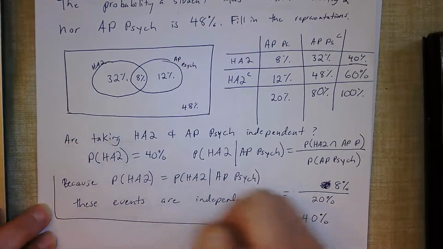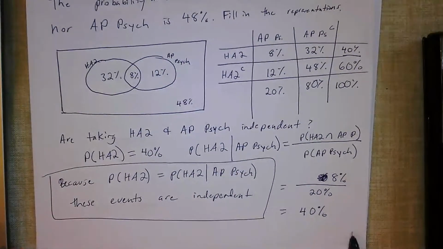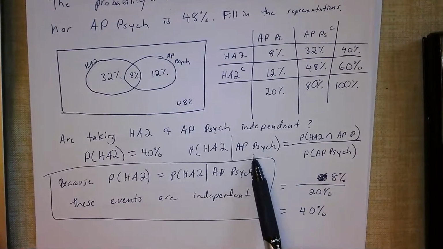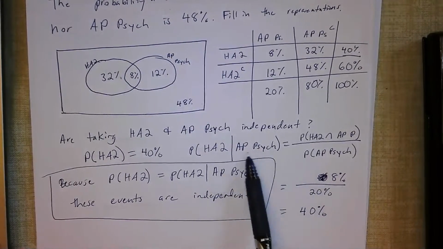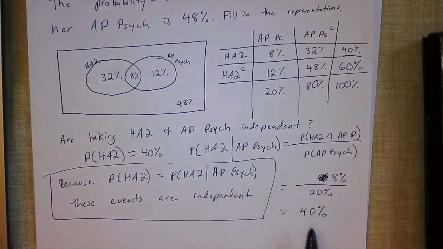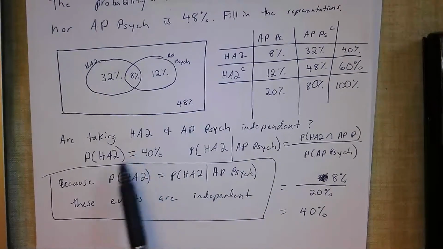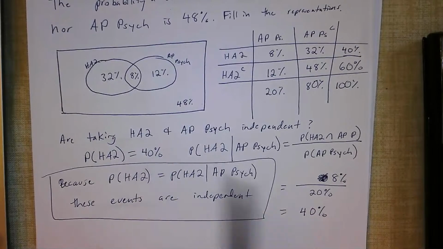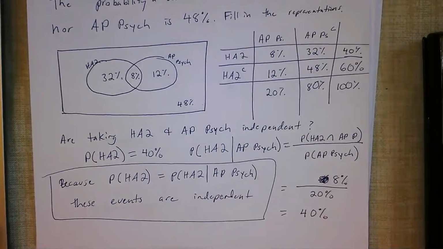Okay, that's what I'm looking for. I'm looking to see if, knowing that the second event has occurred, this had changed. Let's say the probability of AP Psych increased, like if this was 45% and honors Algebra 2 is 40%, then we would say that they are not independent.